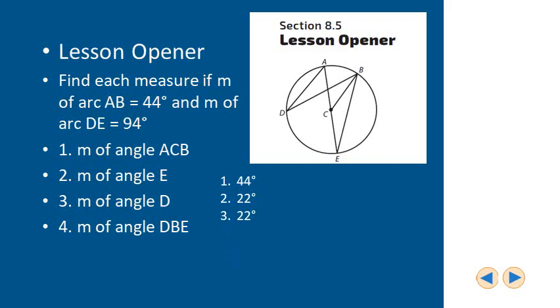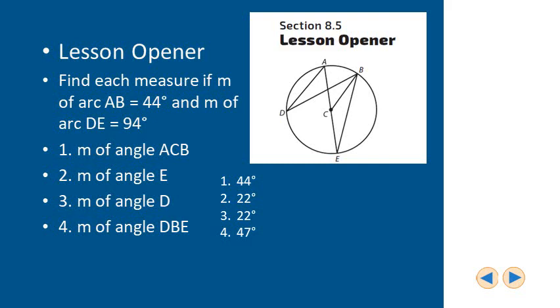Now, how about the measure of angle DBE? So what kind of angle is angle DBE? That's right, it is an inscribed angle, and so it has to be half the value of arc DE, so therefore it would be 47 degrees, half of 94, okay? So that's our central angles, number one. Those are our inscribed angles, 2 through 4.